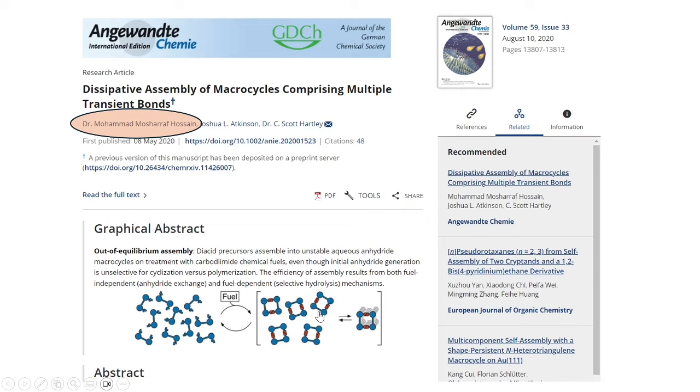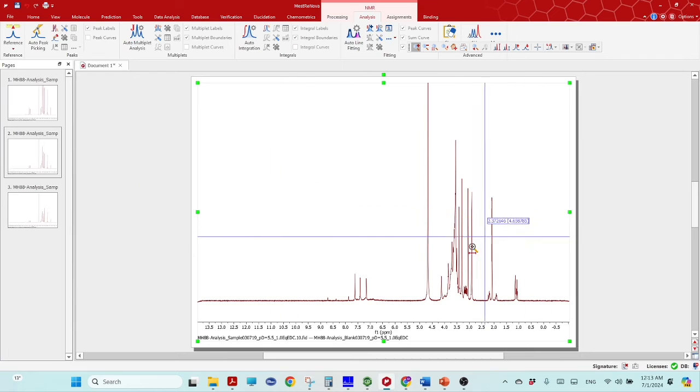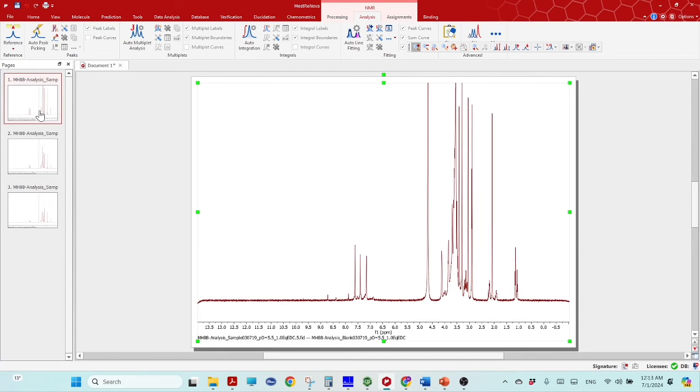All organic reactions normally happen at equilibrium conditions, but this specific type of reaction is called an out-of-equilibrium system. So let's see an example of calculating the concentration of the compounds from the NMR. That specific reaction, what I just showed in my previous presentation, is here.